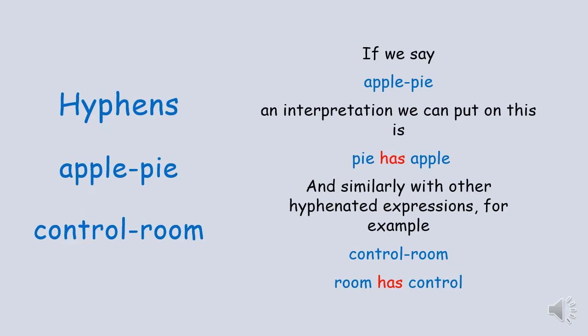Hyphenation is a part of speech closely related to the possessive. If we say apple pie with a hyphen between the apple and the pie, an interpretation we can put on this is pie has apple, and similarly with other hyphenated expressions. For example, control hyphen room, room has control.